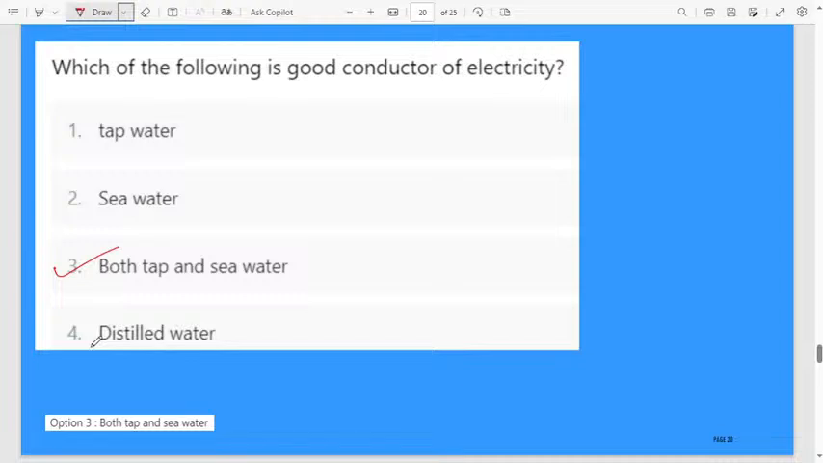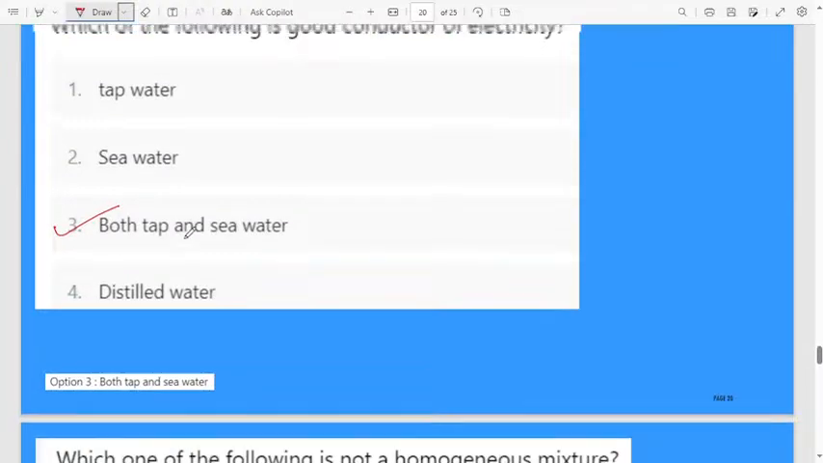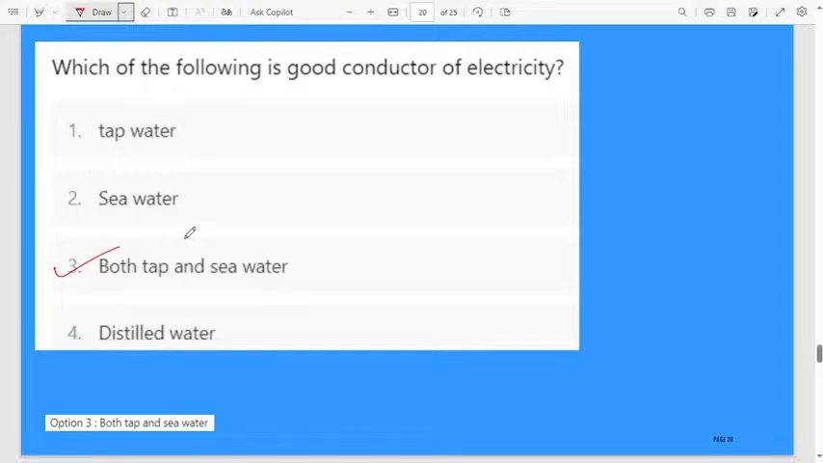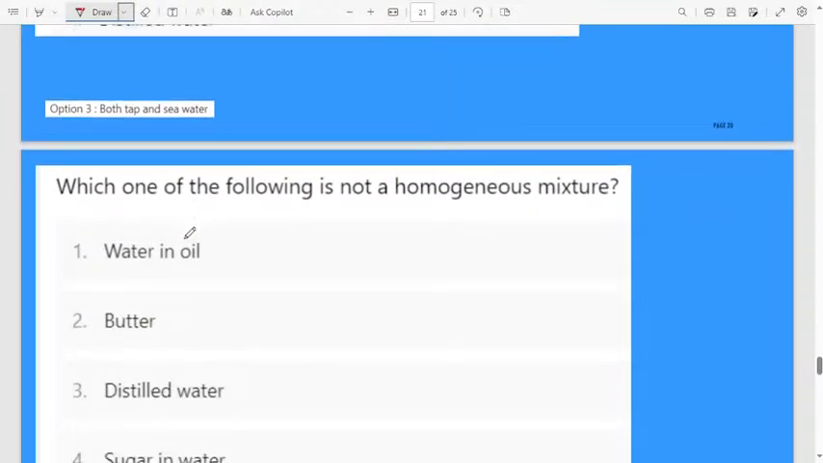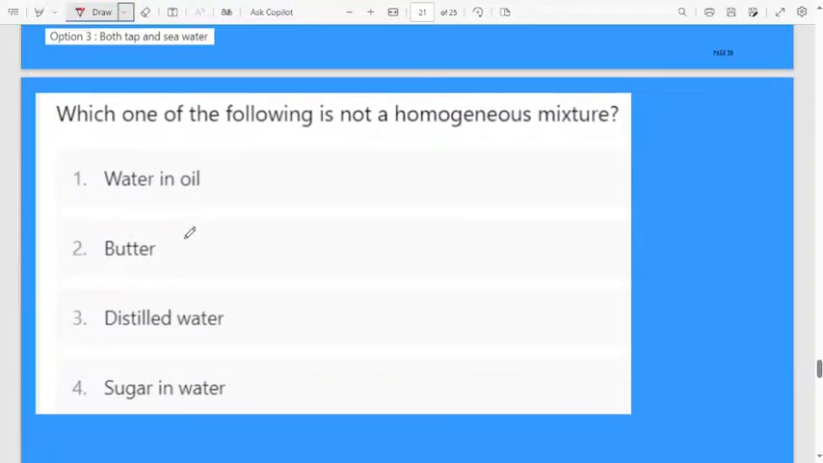Distilled water and RO water will not conduct electricity, because whatever minerals and ions are there are completely removed in RO or distilled water. That's why the correct answer for this question is tap water and also sea water. You can verify if you have a steamer in your home: instead of tap water, use RO water or distilled water, and you will not get any steam at all. Okay. Next question: which one of the following is not a homogeneous mixture?